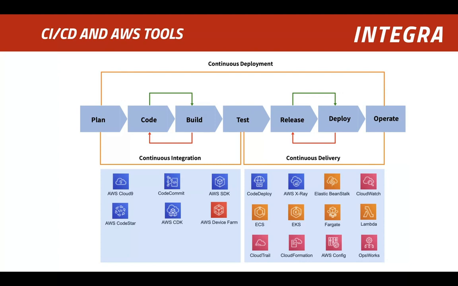So AWS Cloud9 is an IDE, integrated development environment, for developers. And as we discussed in the previous slides, there is CodeCommit, CodeStar, also CodeDeploy, X-Ray, Elastic Beanstalk. So we discussed all this in the previous slides.